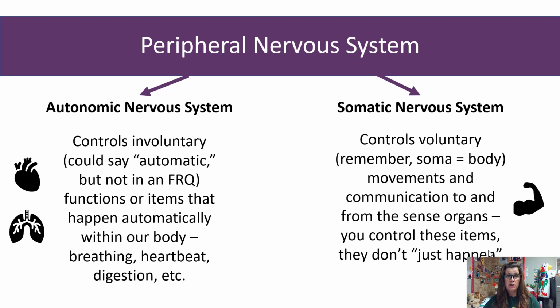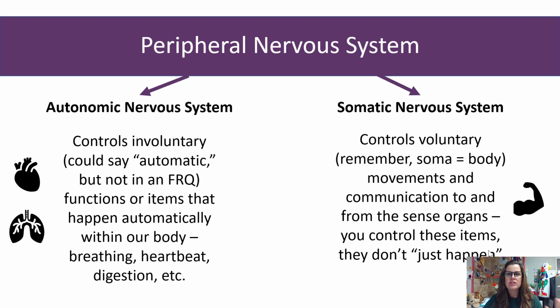The other part of the peripheral nervous system is what we call the somatic nervous system. And soma means body. If you remember the part of the neuron, the nucleus, we called that whole area the soma, or the cell body.